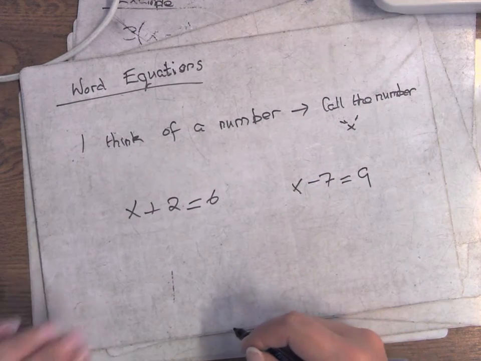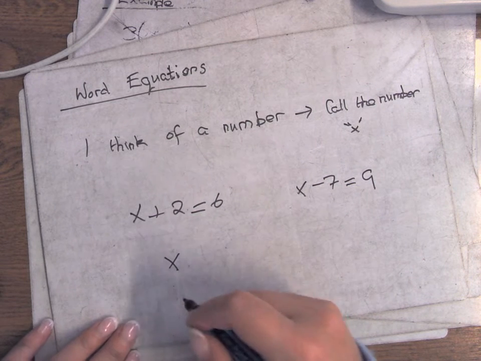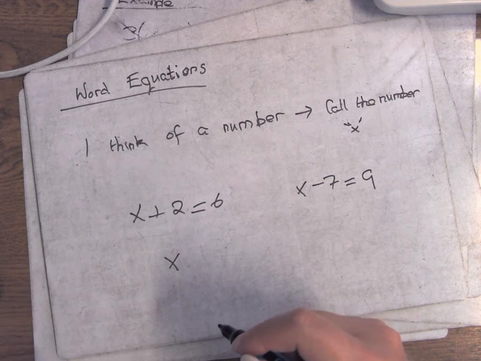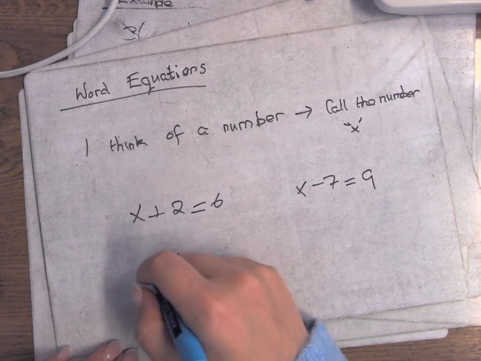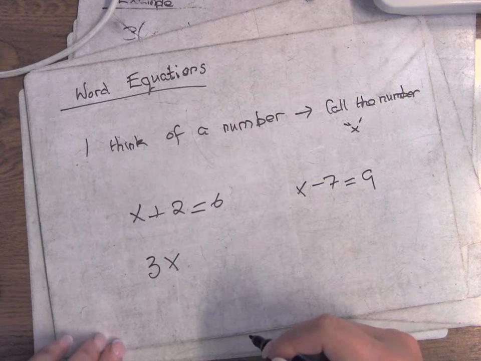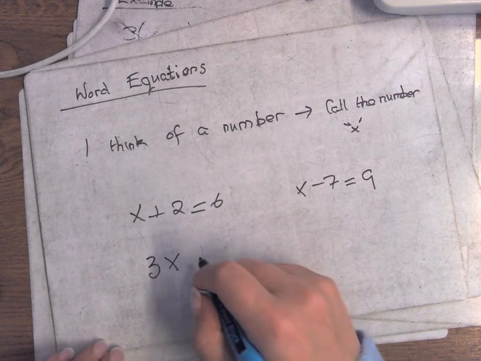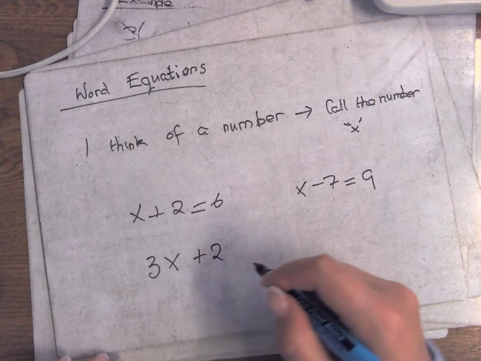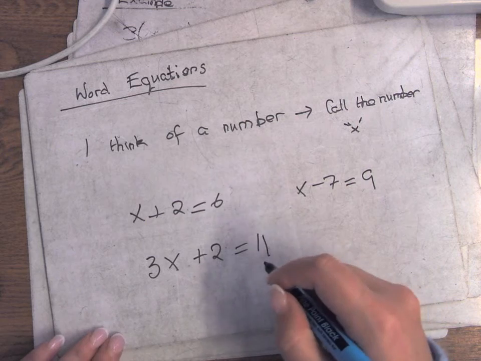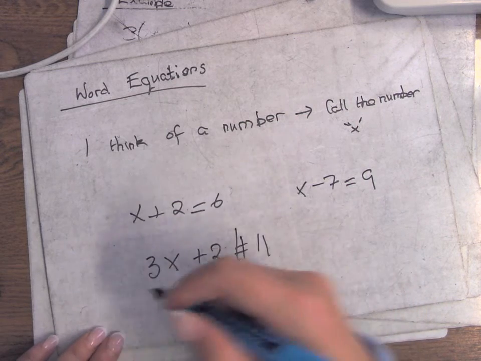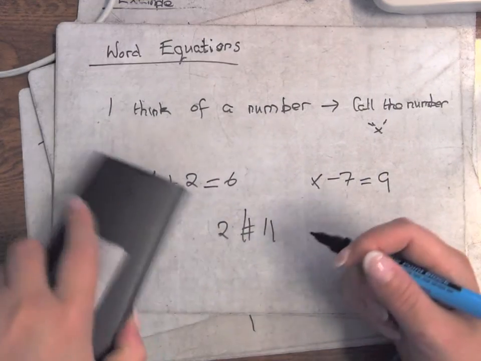Okay, I think of a number, I multiply it by 3. So when you multiply x by 3, what do you get? 3x. Then I add 2. How do I write that down? Plus 2. And the answer is 11. So how do I write that down? Equals 11. And when you write it down, you build your wall, x's on one side, numbers on the other. Is that alright?